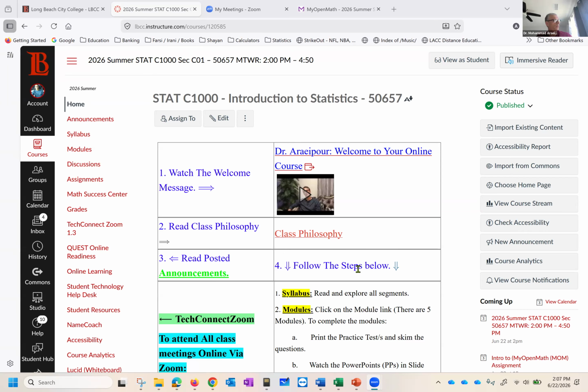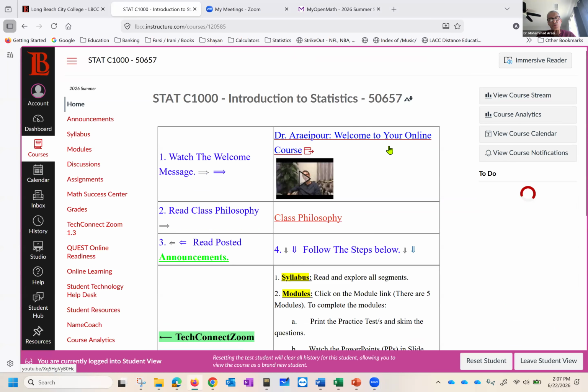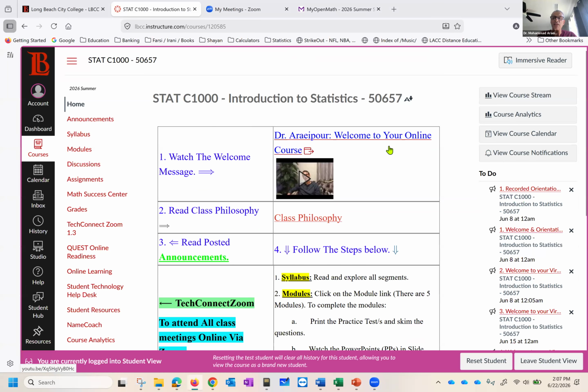My name is Dr. Araipur, and you can call me Dr. A if it's easier for you. I have sent several emails already regarding the course, and I hope you've had a chance to look at those emails/announcements, and I hope you have explored the course. So having said that, here's the homepage of Canvas.